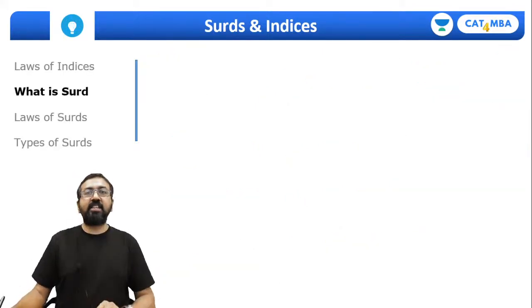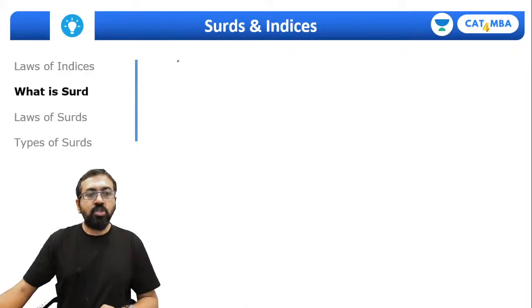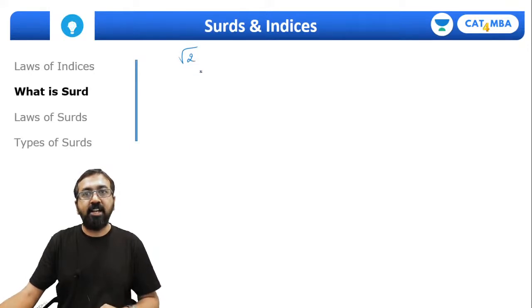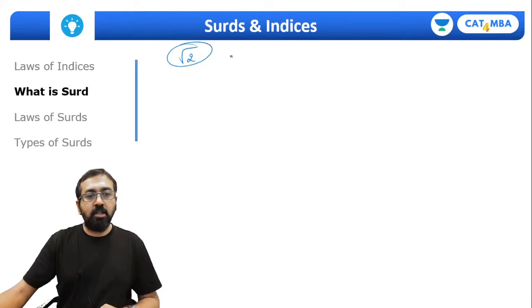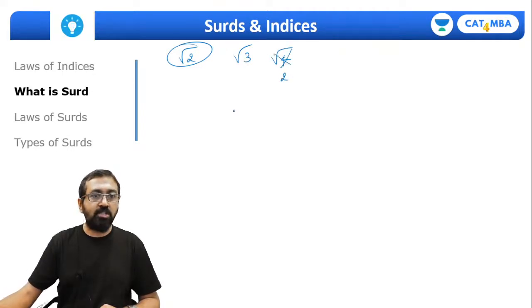Now let's understand what is a surd. Surd means an irrational number. Any number with this root symbol is called a surd. So root 2 is a surd, root 3 is a surd, but root 4 is not a surd. Why? Because root 4 is nothing but 2. So this is not a surd. These are nothing but irrational numbers.